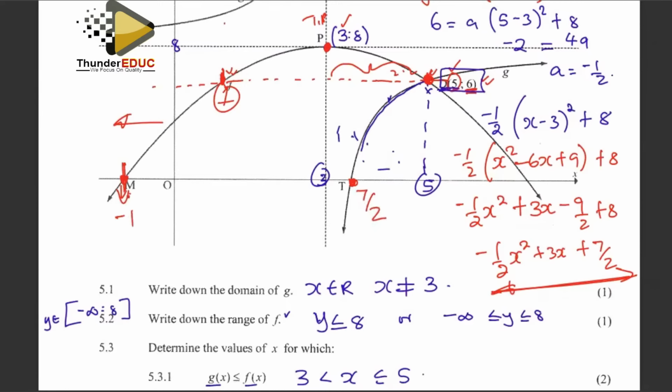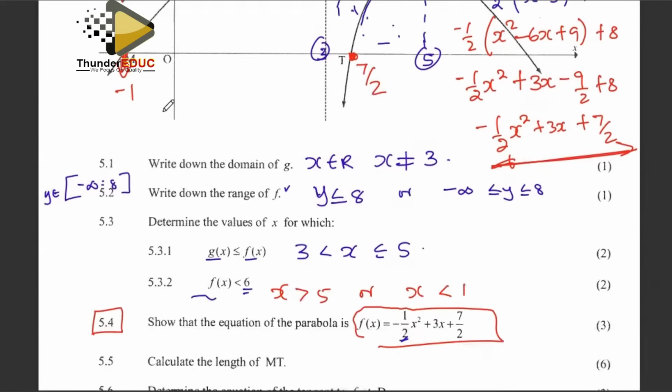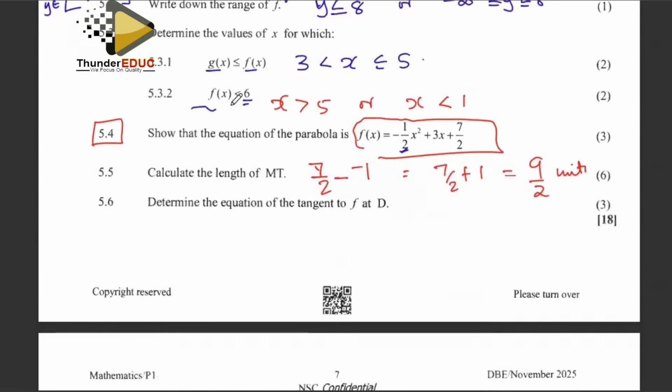Now, since we're looking for the distance and it is just along a straight line, let's just do the subtraction: the bigger number minus the smaller number. So that's going to be 7 over 2 plus 1. So 7 over 2 plus 1 gives me 9 over 2 units, or someone can say it's 4,5.